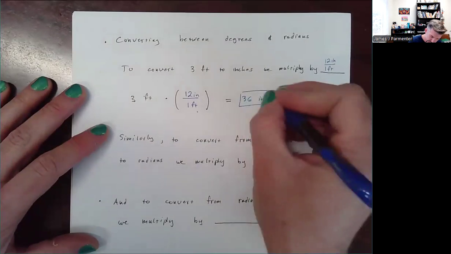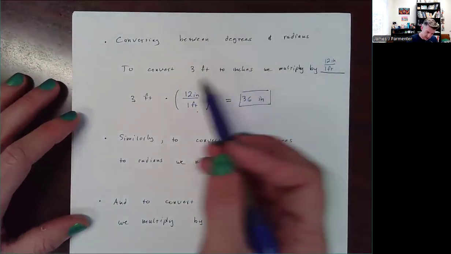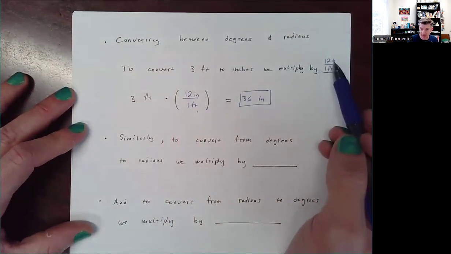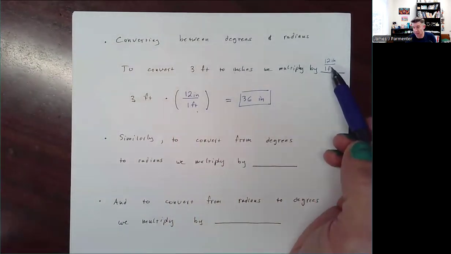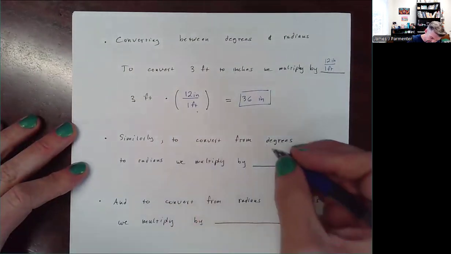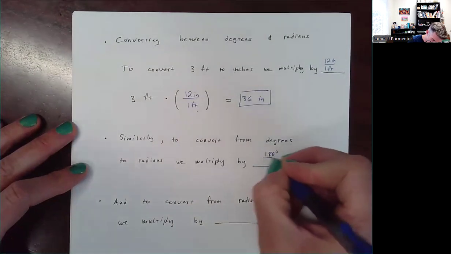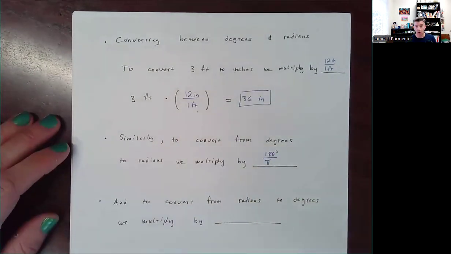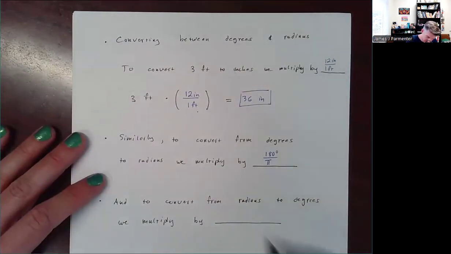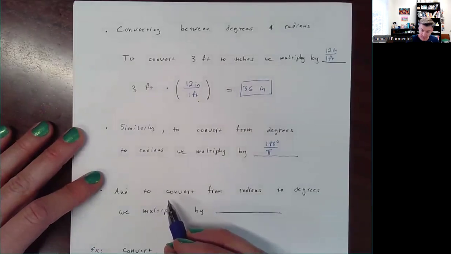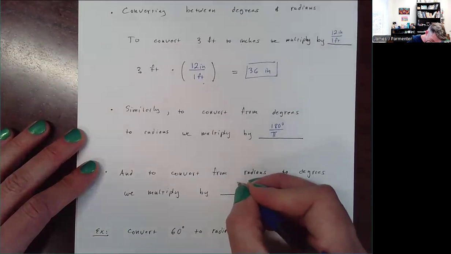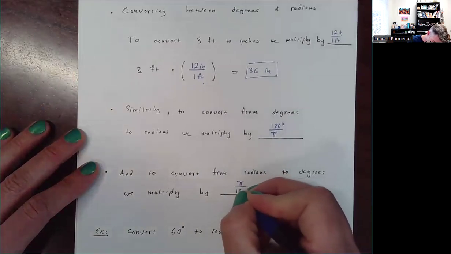In the same way, to convert from feet to inches, we multiply by 1 essentially, right? Because 12 inches divided by 1 foot is equal to 1. They're the same number, just written in different units. To convert from degrees to radians, we would multiply by 180 degrees divided by pi radians, also known as 1. That is also equal to 1. It's just kind of weird. Units are important. Similarly, to convert from radians to degrees, we multiply by the reciprocal, pi radians divided by 180 degrees.